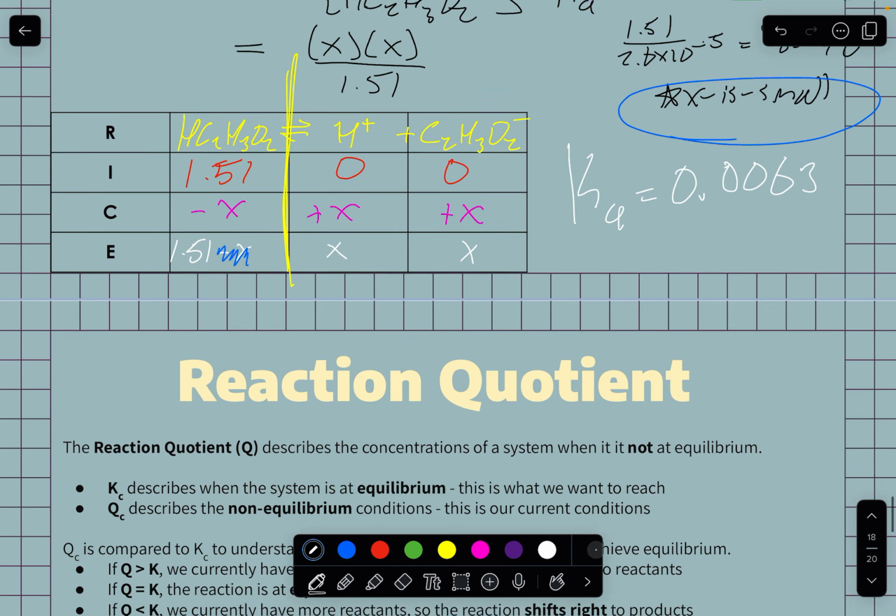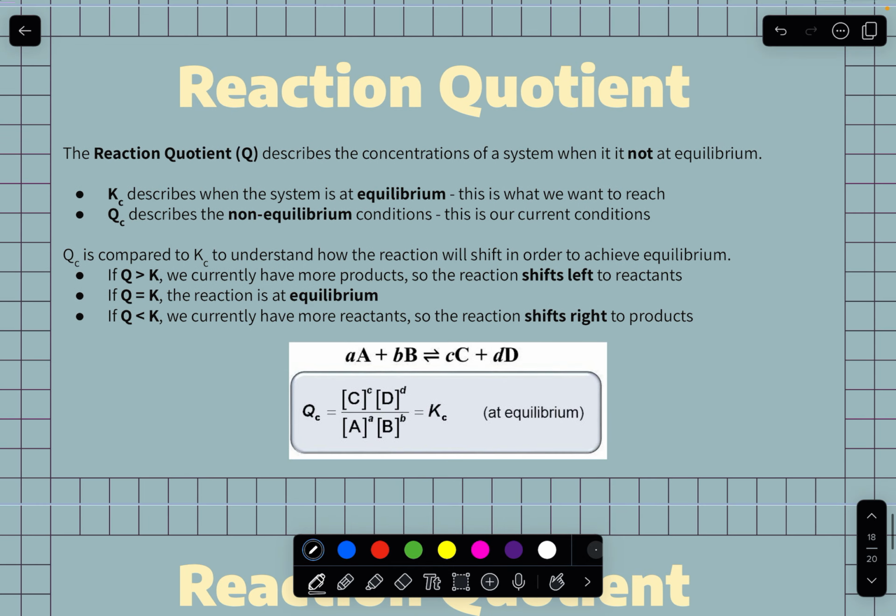Okay, so our next topic we're going to talk about is our reaction quotient. Reaction quotient is our Q. Don't get this mixed up with the equilibrium constant. The reaction quotient is when it is not at equilibrium. So Kc, our equilibrium constant, is at equilibrium. This is what we want to reach. This is our end goal for the reaction. Qc is non-equilibrium. This is where we are right now.